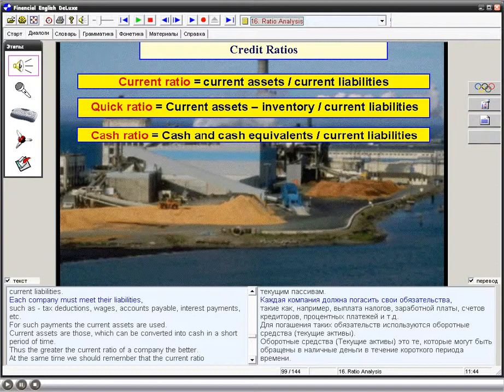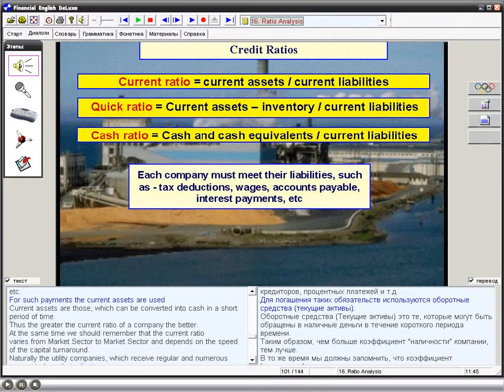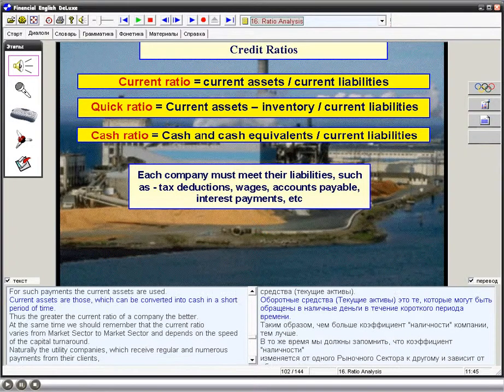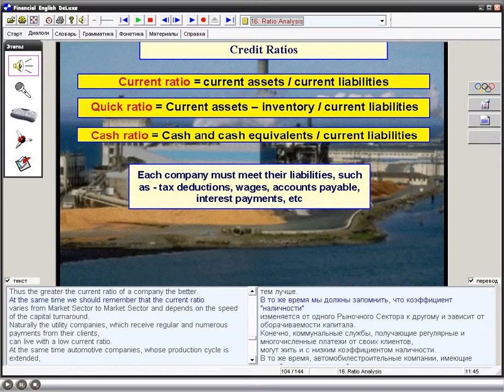Each company must meet their liabilities, such as tax deductions, wages, accounts payable, interest payments, etc. For such payments, the current assets are used. Current assets are those which can be converted into cash in a short period of time. Thus, the greater the current ratio of a company, the better.